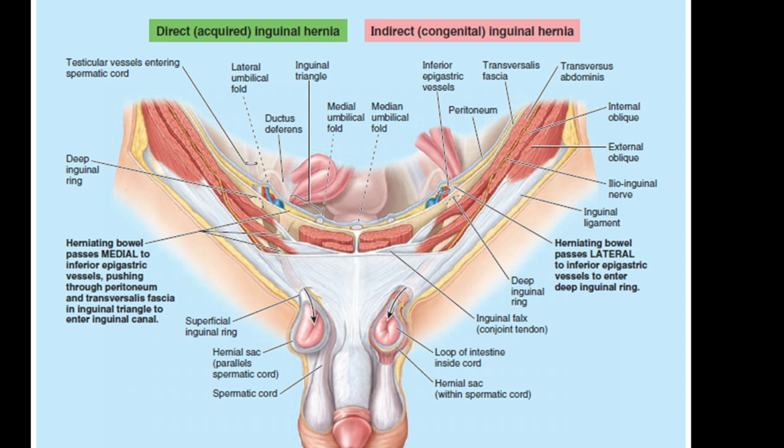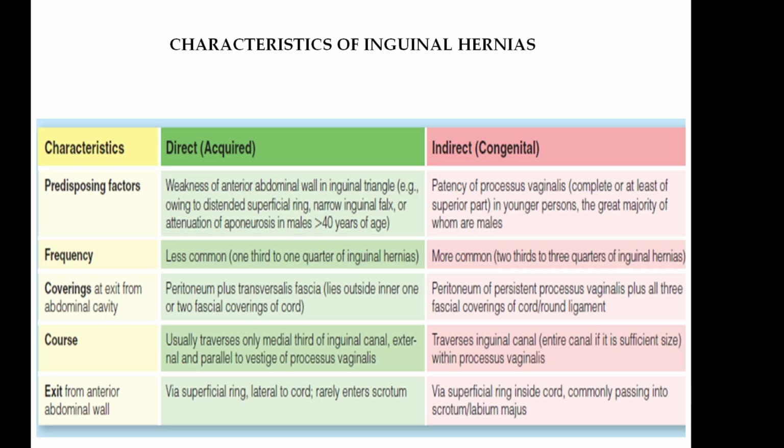We can compare a direct inguinal hernia and an indirect congenital inguinal hernia, their structures and peculiarities. This illustration shows you the following differences. Characteristics of the inguinal hernias. Predisposing factors. Direct hernias: weakness of the anterior abdominal wall in the inguinal triangle.